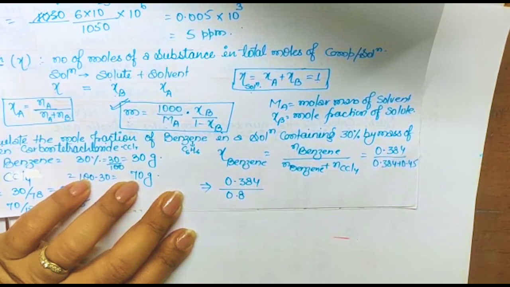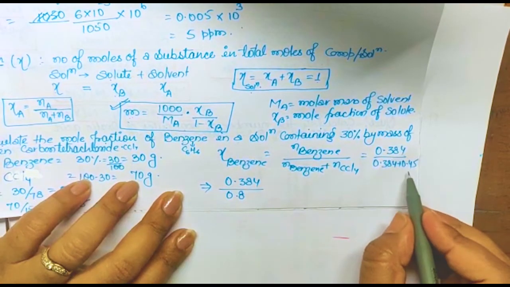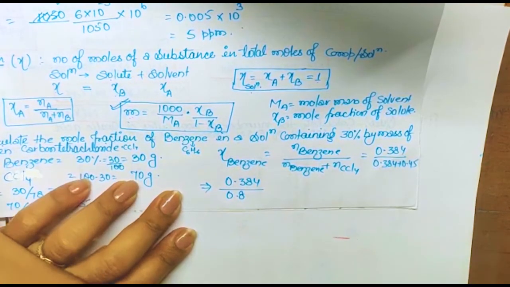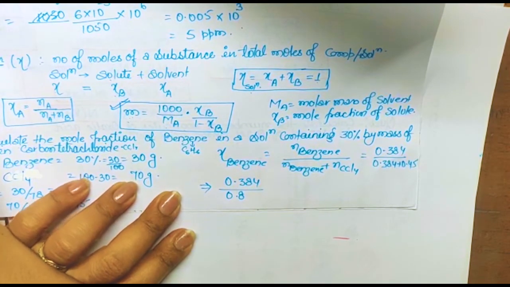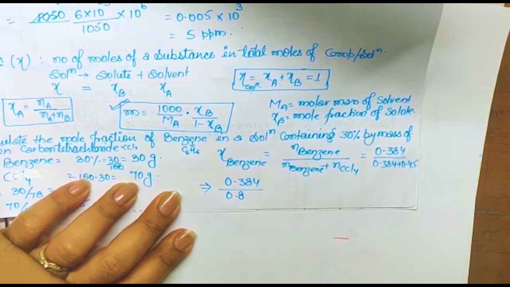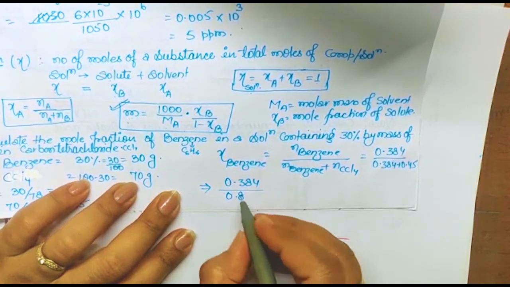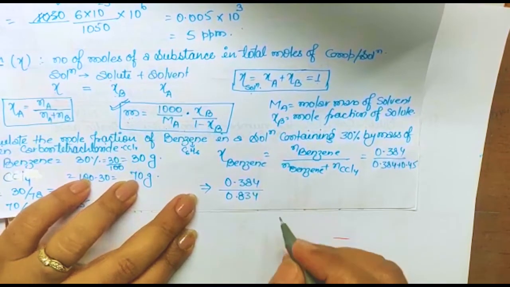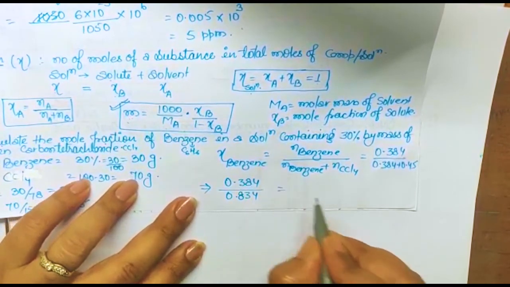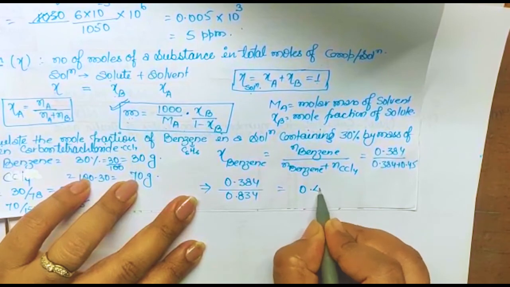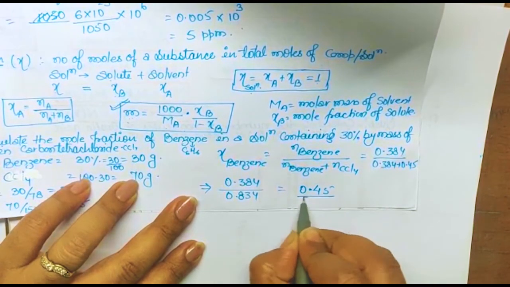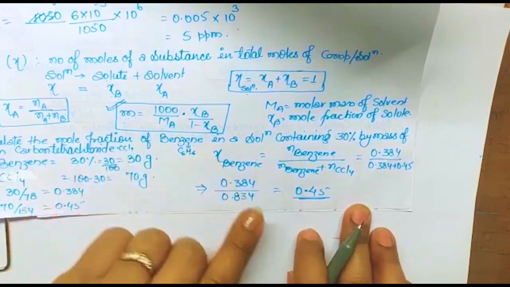0.384 and 0.45, how much will you get? 0.384 plus 0.45, it will be 0.834, isn't it? Okay. So you just divide it and roughly you are getting 0.45, isn't it? So this is the mole fraction of benzene.